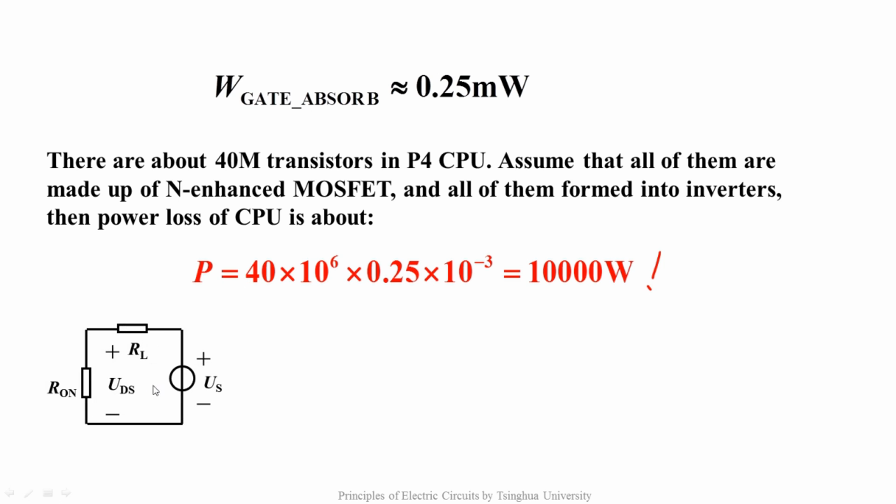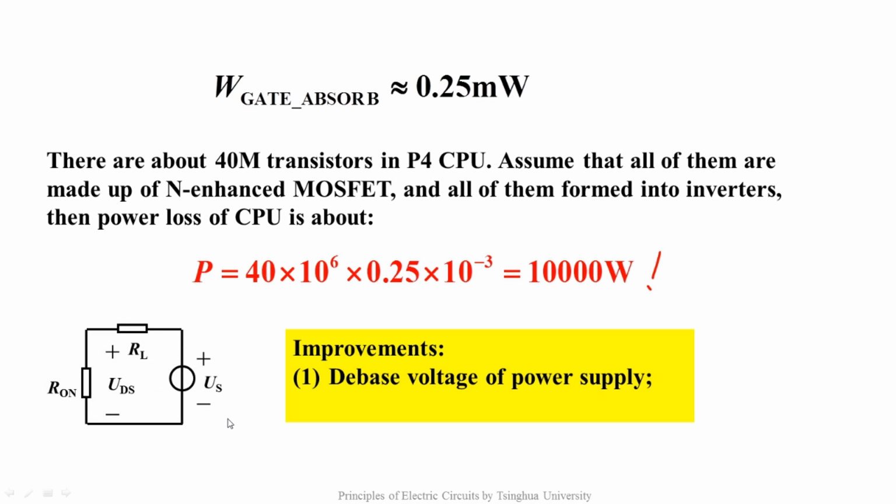From the equivalent circuit, you can find one of the improvements is to decrease the voltage of the power supply. In fact, this is also the approach taken in the electronic industry. The CPU's power supply voltage has been decreased from the original 5 volts to 3 volts later and to less than 2 volts today. The aim is to decrease the CPU power loss. However, there's a limit to this decrease. The low power supply voltage has an impact on the reliability of the CPU, so it's not a fundamental approach.